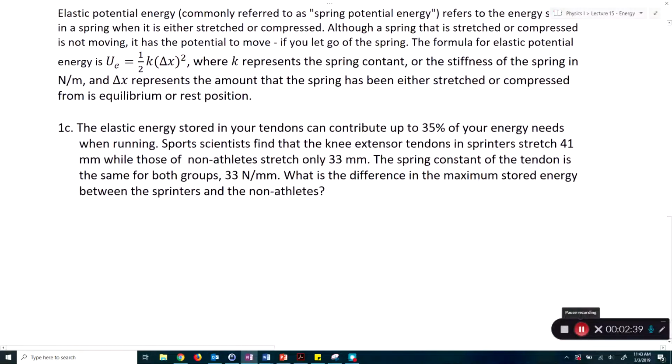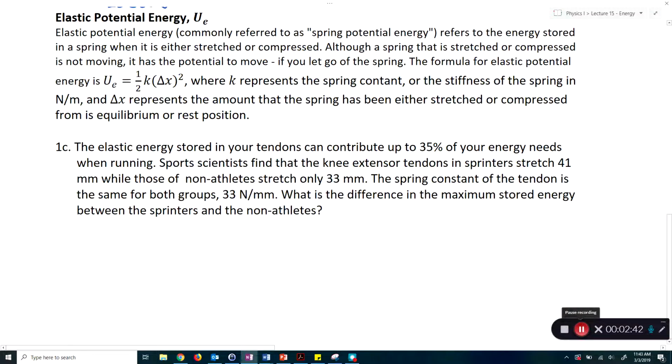All right, 1c, elastic potential energy. So they tell us that elastic potential energy stored in your tendons can contribute up to 35% of your energy needs when running. Sports scientists find that the knee extensor tendons in sprinters stretch 41 millimeters, while those of non-athletes stretch only 33 millimeters. The spring constant of the tendon is the same for both groups, 33 newtons per millimeter. What is the difference in the maximum stored energy between the sprinters and the non-athletes? Okay, so we have to do this twice, once for sprinters, once for non-athletes.